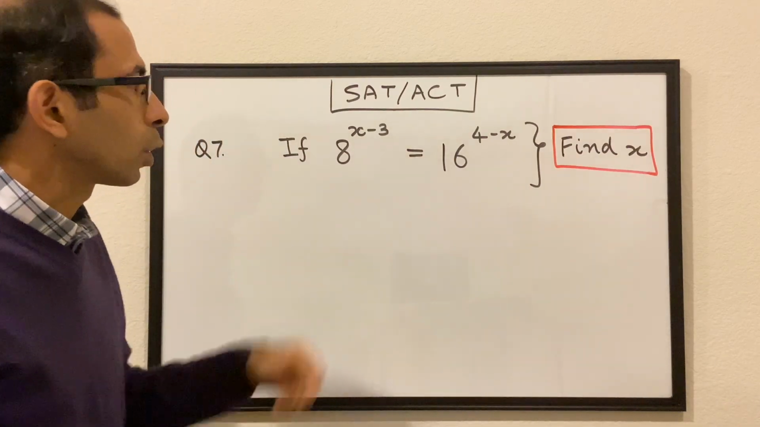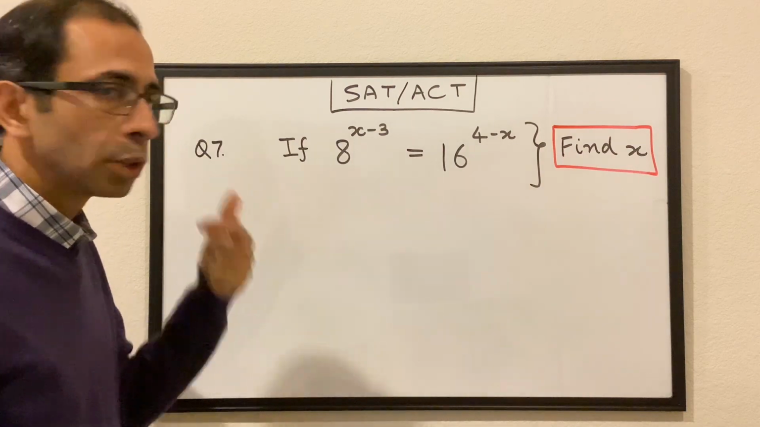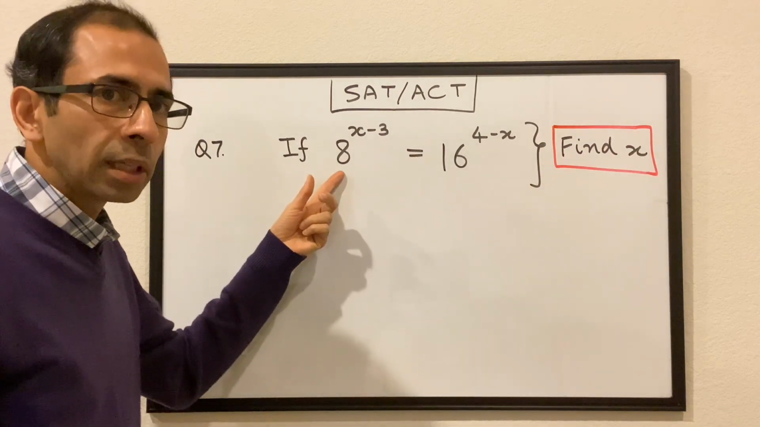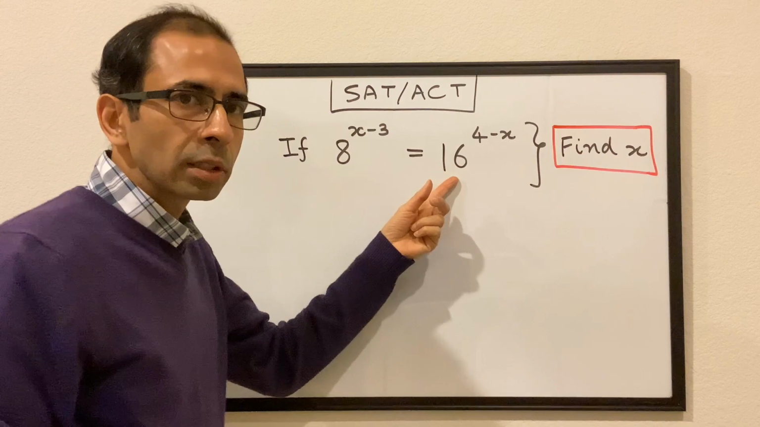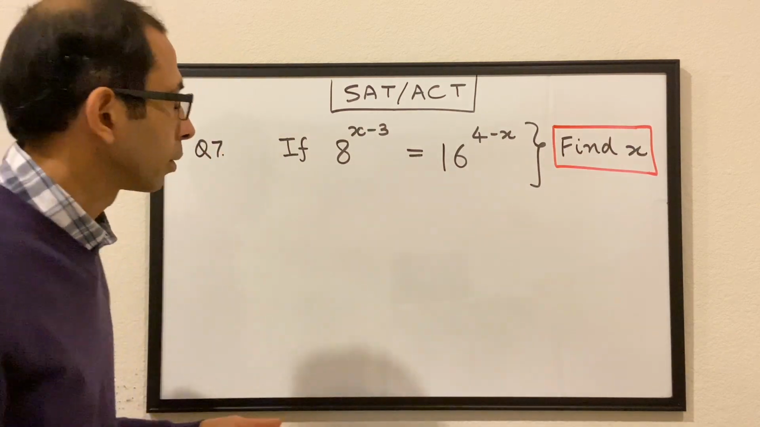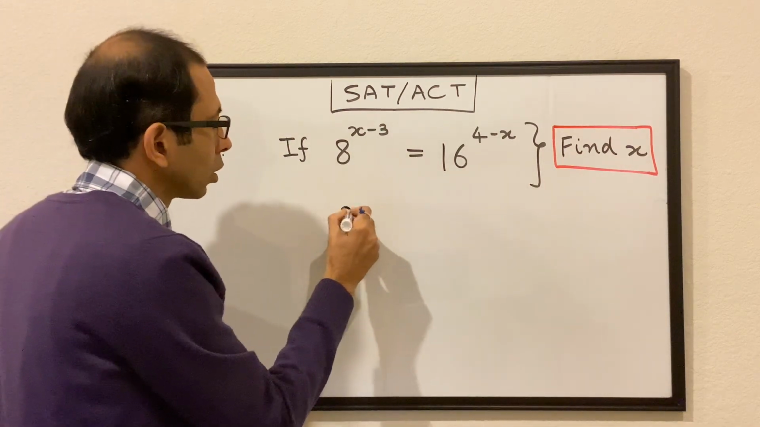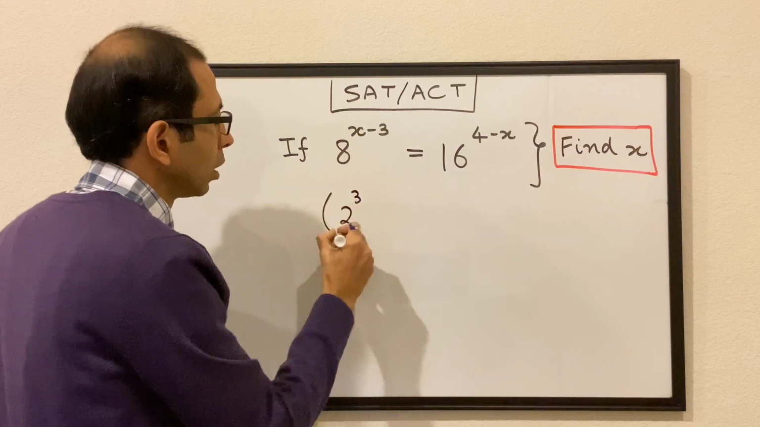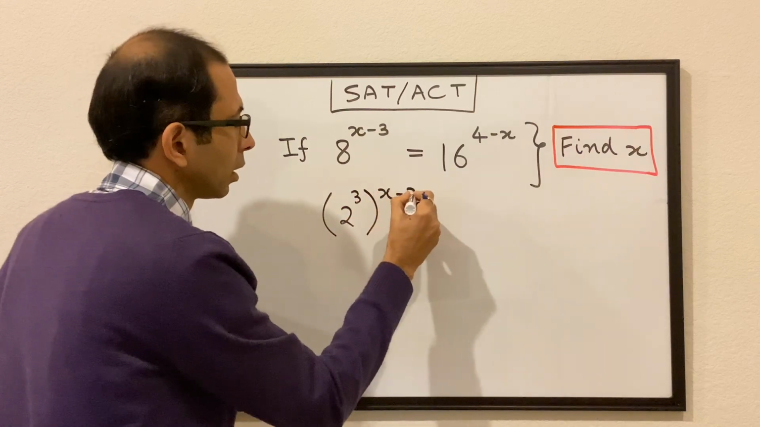Now we have to think about what could be the common base. Obviously 2, because 2 to the power of 3 is 8 and 2 to the power of 4 is 16. So 2 can be our common base. So we can write it as 2 to the power of 3 to the power of x minus 3.